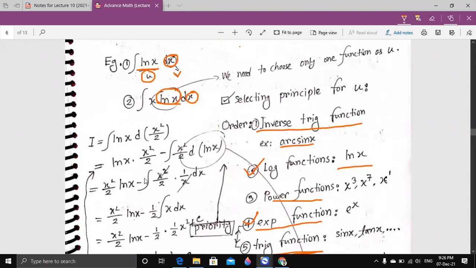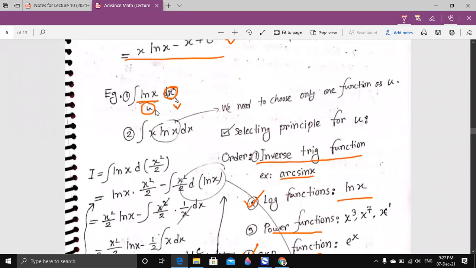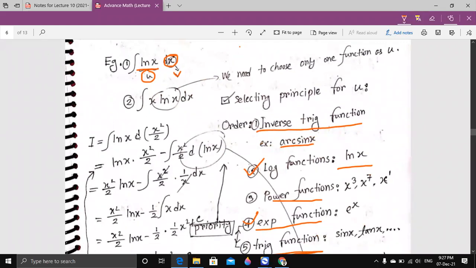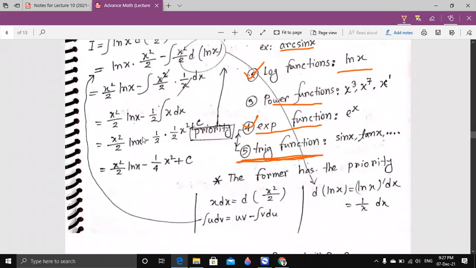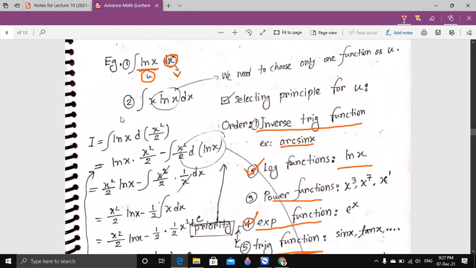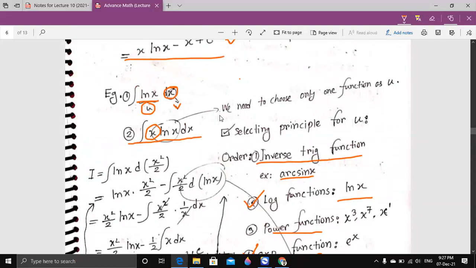So now let's move on to the next question. We have integration of x ln x dx. Okay, that means we have an extra x here, so we need to choose only one function as u.